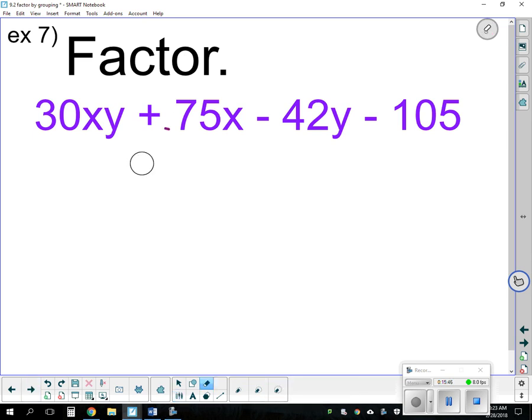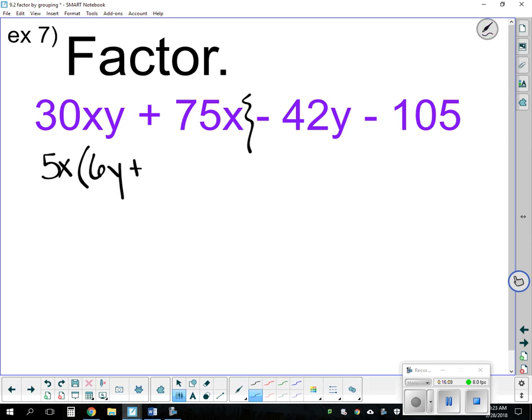So if there's no GCF, split it up. 4 terms, split it in half. The GCF in the first half is 5x. And remember, if you don't see that right away, if you're taking longer than I am, that is okay. When you do your work, that's fine if you take another minute to get that. Then we're left with 6y plus 75 divided by the 5 would be 15. And of course, the x came out, so we're done with that.